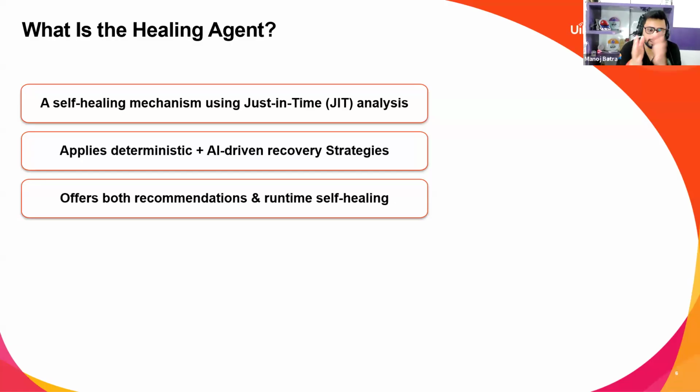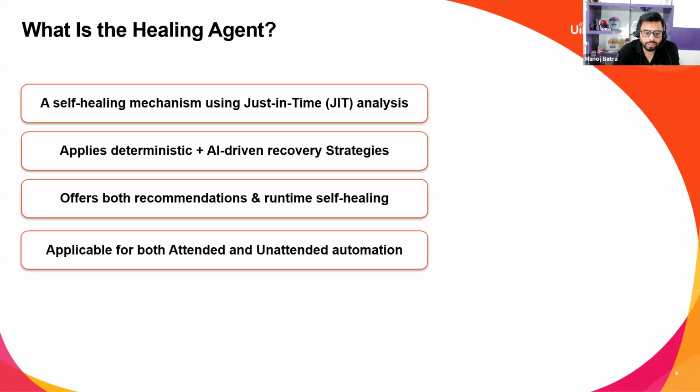So it uses both: recommendations, like, okay, this is a thing that you could change. Plus, for some scenarios, you can also define, okay, I don't want just the recommendation. I want my healing agent to solve this problem in real time, get me the result, and then I can fix it later. That can also be done with the help of the healing agent. And the good part here is that it is applicable for both attended and unattended automation. So yes, we have got you covered.